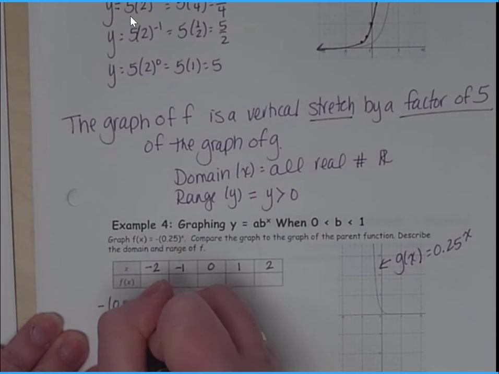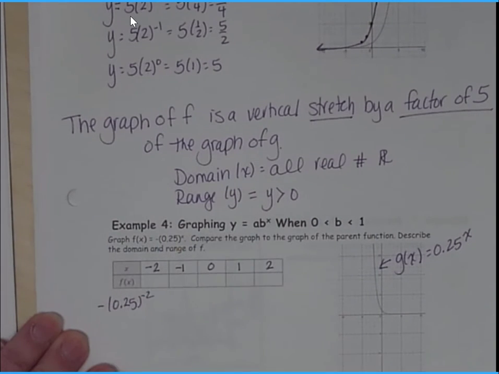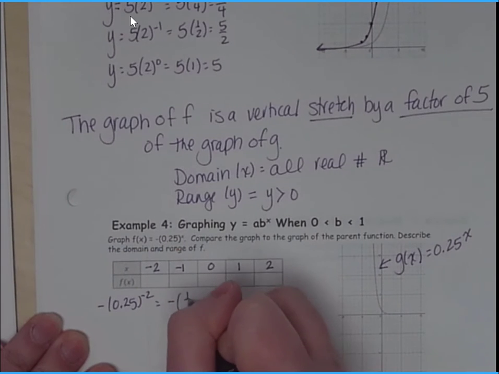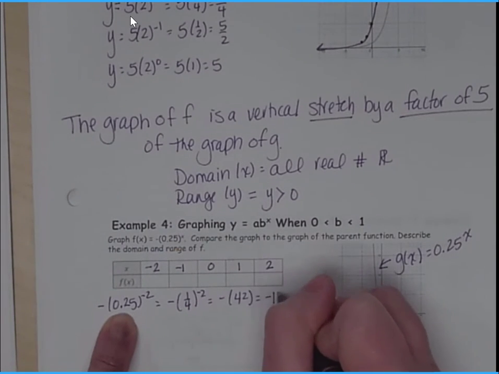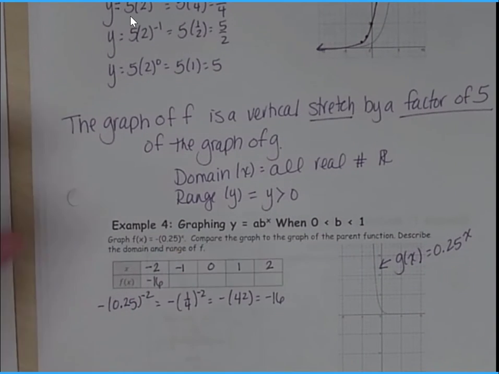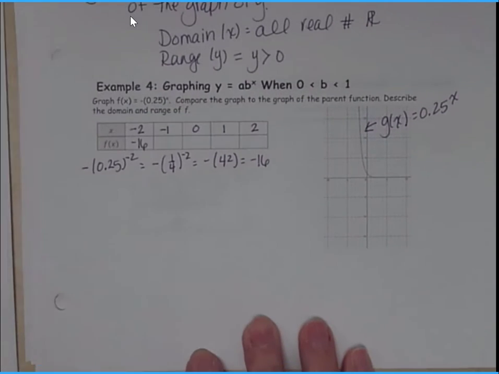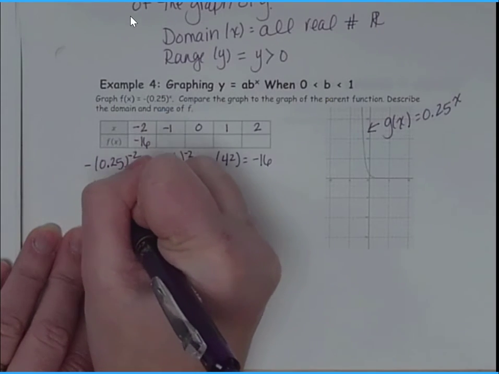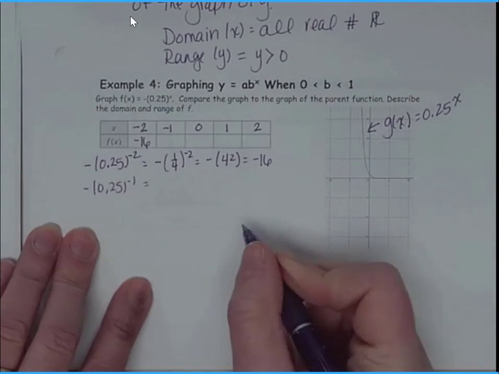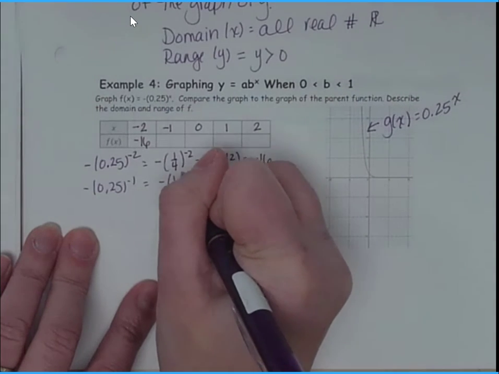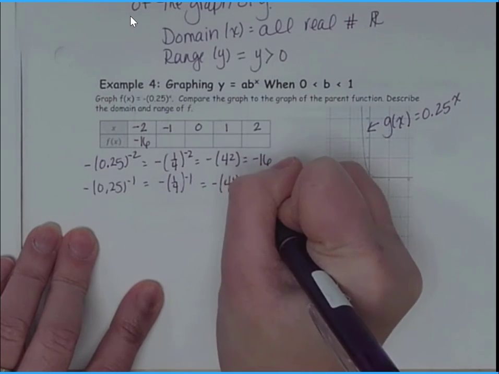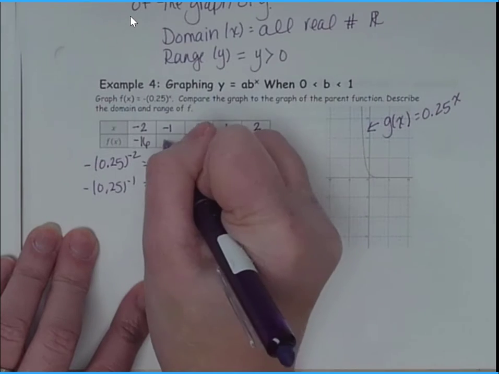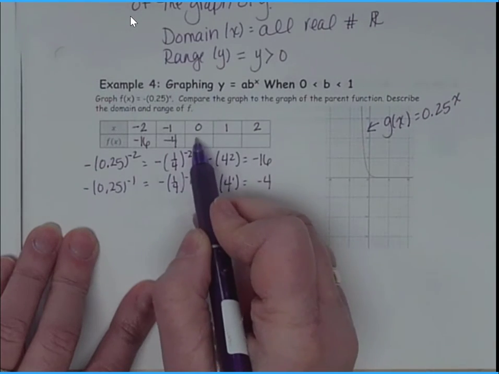So if I have negative 25 hundredths to the -2, well, that's the opposite of 1/4 to the -2, which means I have -4 squared, which gives me -16. Because 1/4 is the same as 25 hundredths. If I take a look at 25 hundredths to the -1, I end up with, again, 1/4 to the -1. So I end up with -4 to the first, or -4. So got -4.